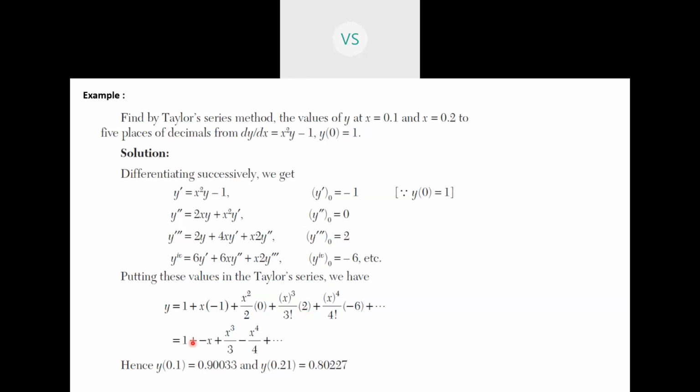Okay, so what is the next value of x? The next value of x is 0.1. When you have to find the value for 0.1, you substitute x as 0.1 and you get the value of y as 0.90033. When they ask you y at 0.2, you get the value of y as 0.80227. In this way you have to find the value of y.